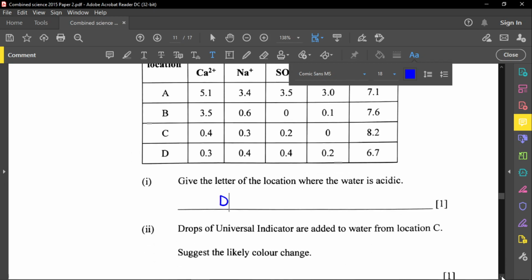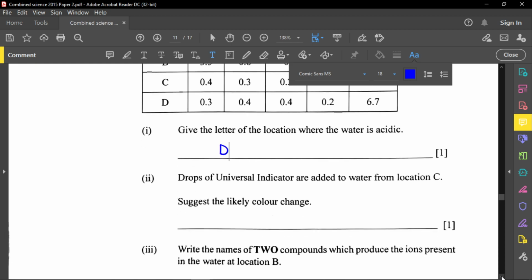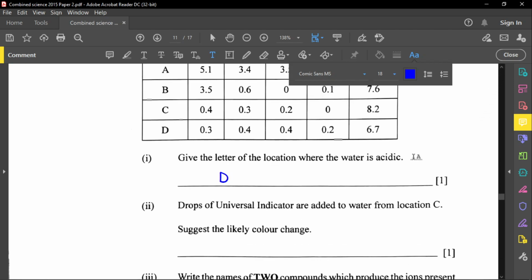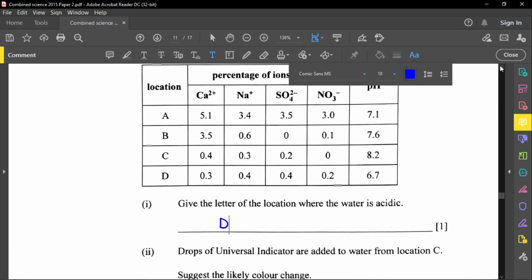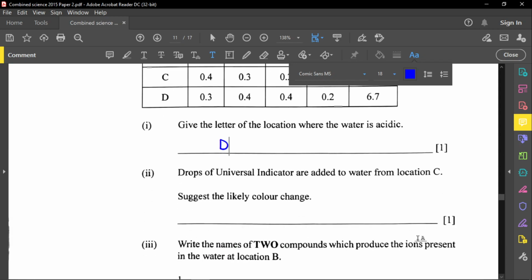And then it asks, drops of universal indicator are added to water from location C, suggest the likely color change. Let's see what's happening at location C. Location C is 8.2, which means it's a base. And this is a relatively weak base. It's not so strong a base, so it's slightly alkaline. Okay. As a matter of fact, it is more alkaline than even 7.1 and 7.6, but it's still not strong in comparison to the numbers on the scale. And so suggest the color we are more likely to see right here.